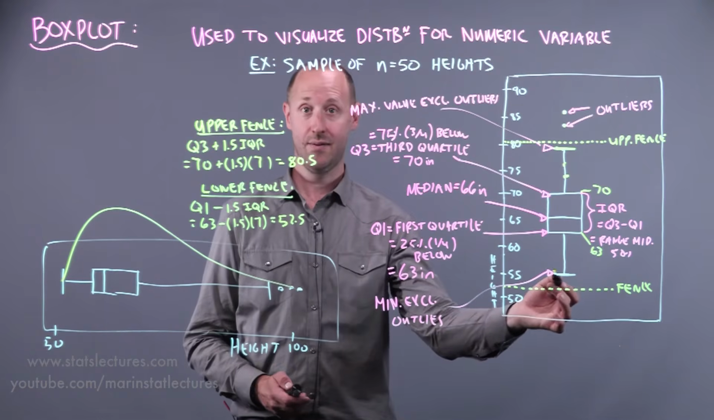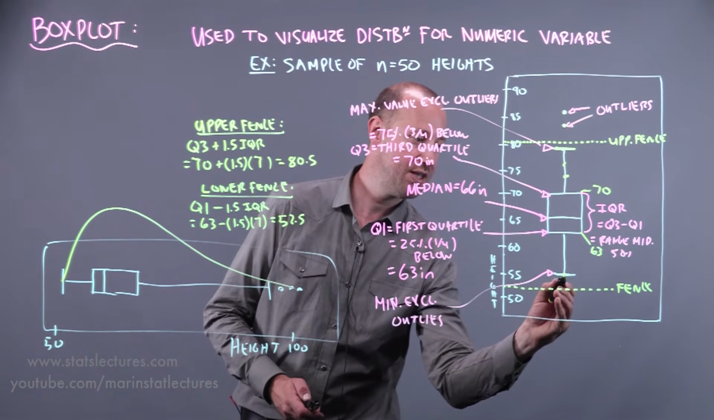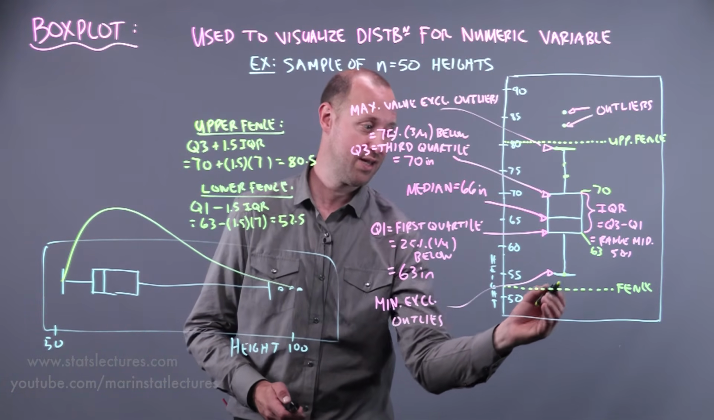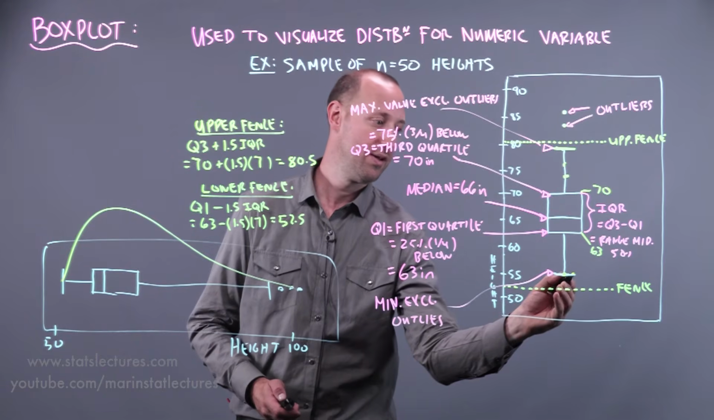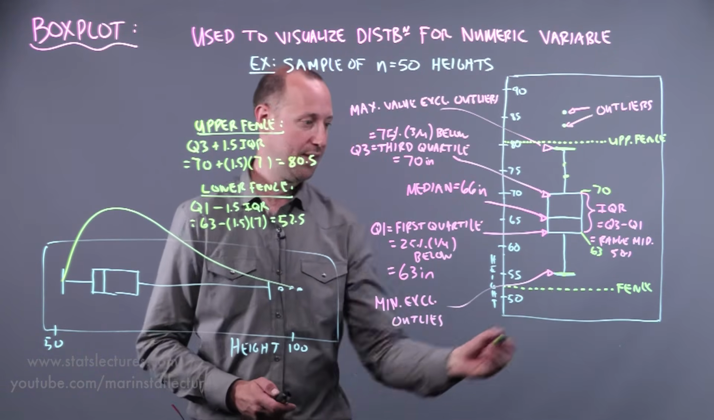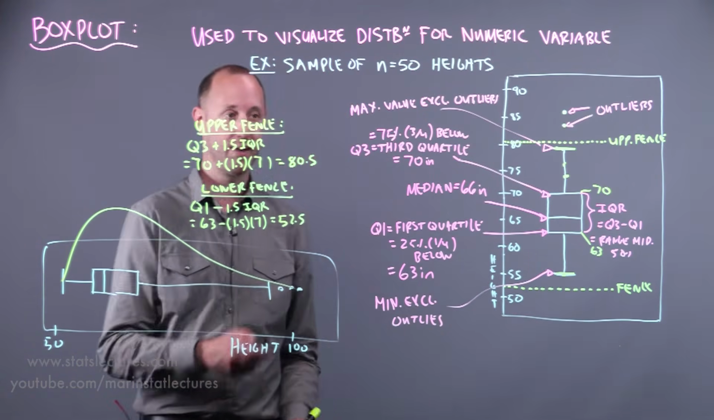So the tick, the bottom of the whisker here, goes to what was the smallest value that is not considered an outlier, or not outside the fence. So this would be the minimum value within the fence, and the tick mark gets drawn there. Here we can see at the bottom there are no values sitting beyond the fence as outliers.